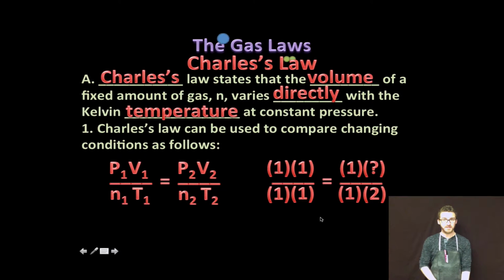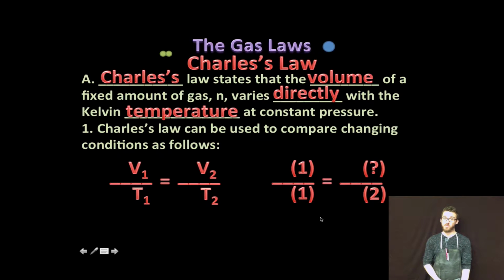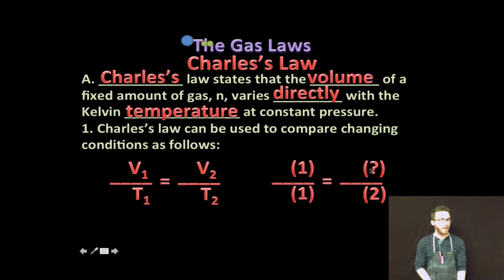Again, mathematically, because the pressure and number of moles are held constant, they are essentially eliminated from the equation. To simplify the math, if I've doubled my Kelvin temperature, what must have happened to my volume?